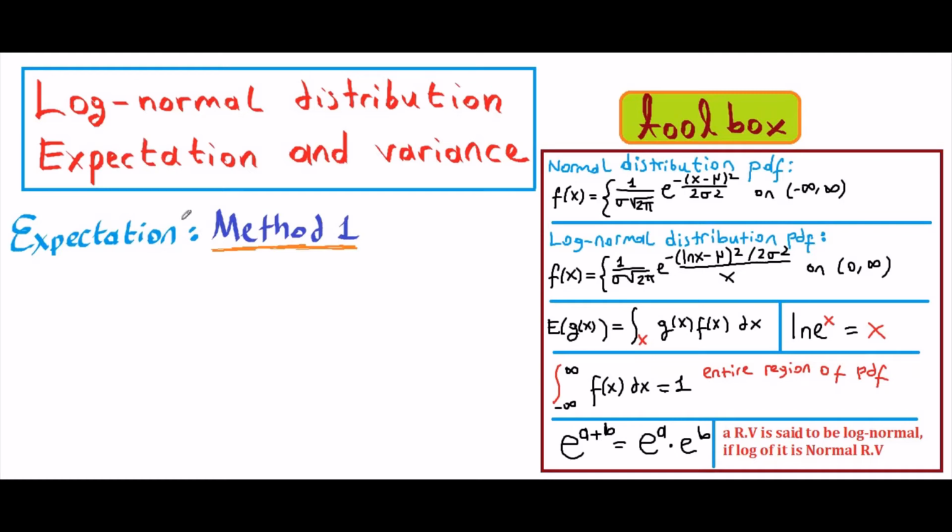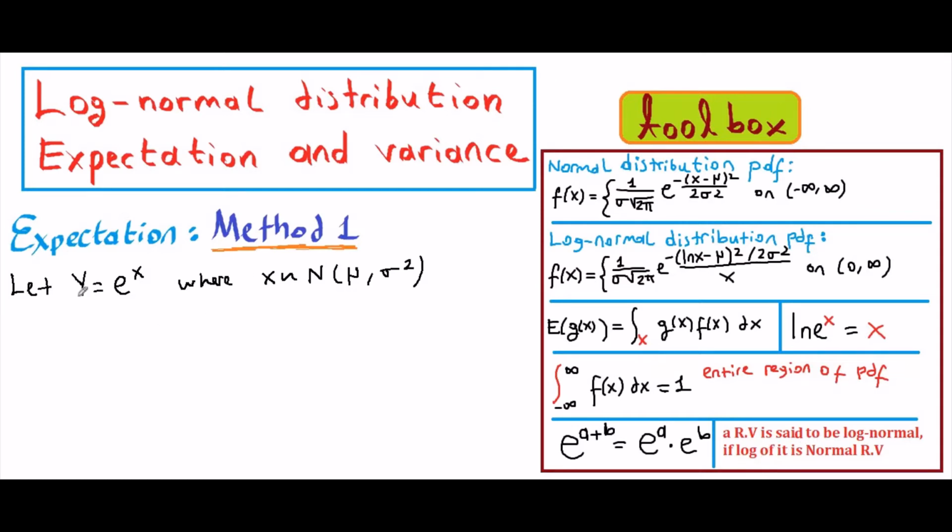Hello everybody. In this video we are going to derive the expectation and the variance of the log normal distribution. Let y be a random variable that is equal to e to the x, where x is normally distributed with the parameters mu, sigma squared. Here we are going to use the fact that a random variable is said to be log normal if log of it is a normal random variable.